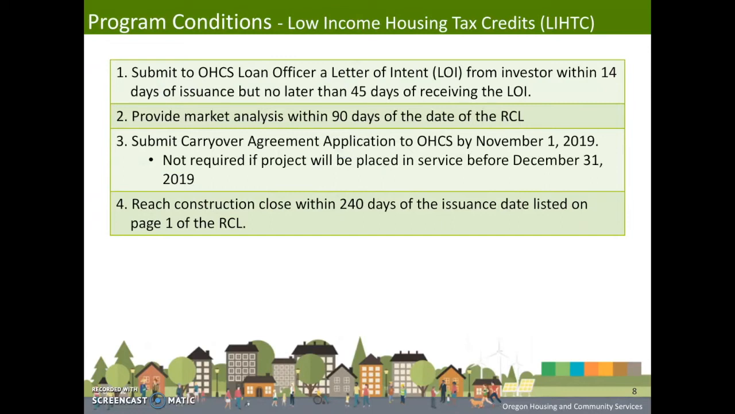A carryover agreement is an exception. The code assumes that the project will be placed in service within 12 months, which doesn't always happen. For projects that receive a forward commitment of 2019 credits but are not able to place the property in service during 2019, a carryover allocation may be awarded if more than 10% of the property's reasonably anticipated basis is incurred by the taxpayer within 12 months from the date of the reservation.